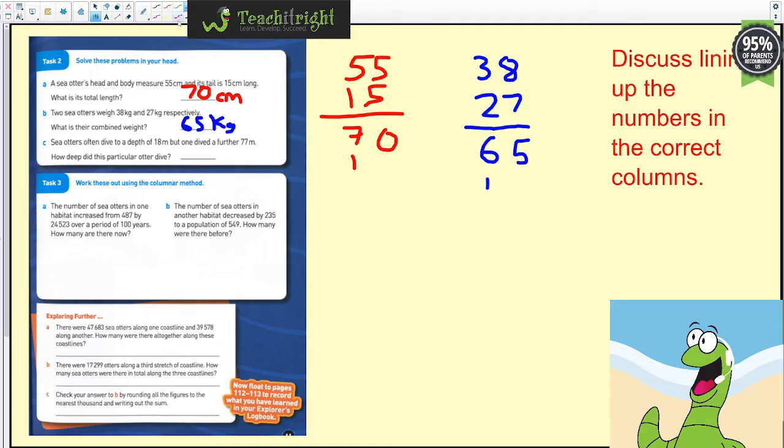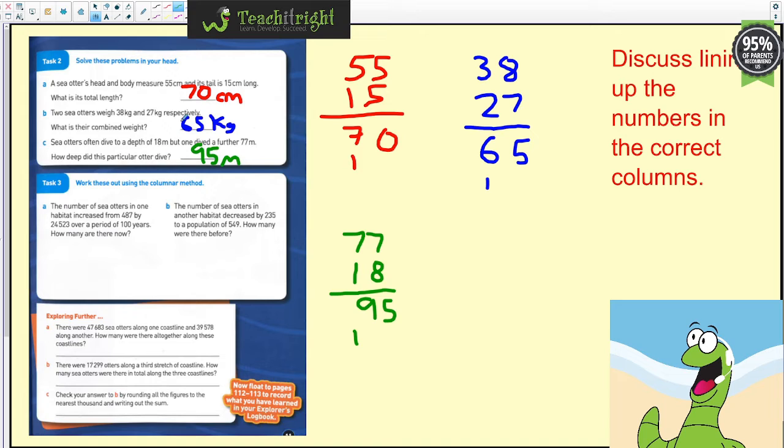And the final question, sea otters dive to a depth of 18, but one has dived a further 77. So how deep did this particular otter dive? Well, that's 77 plus the 18 that he was already dove down to. And again, 8 plus 7 gives us 15. And we've got 7 plus 1 plus 1 is 9. So that means he dived to a total depth of 95 meters.